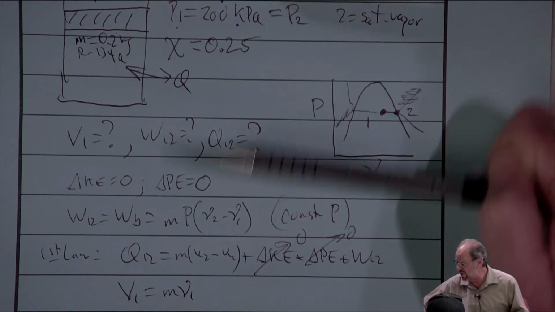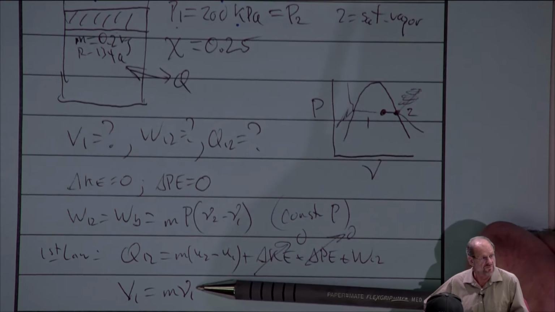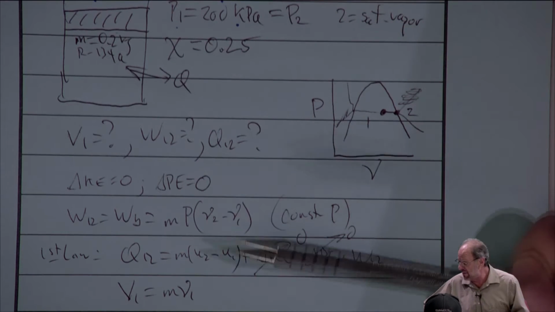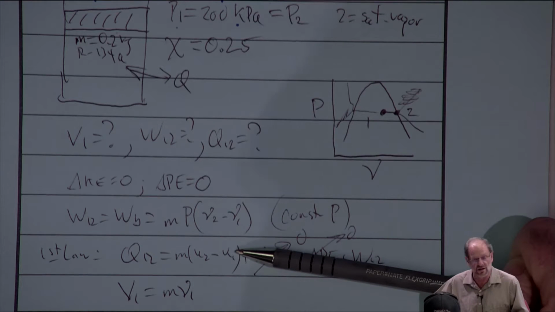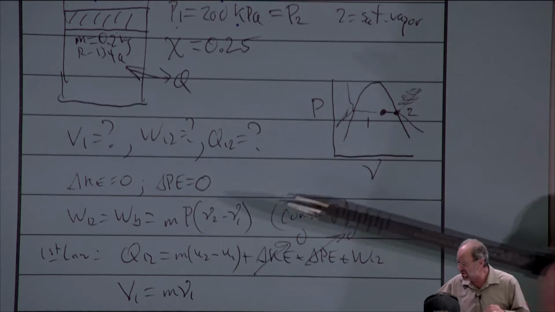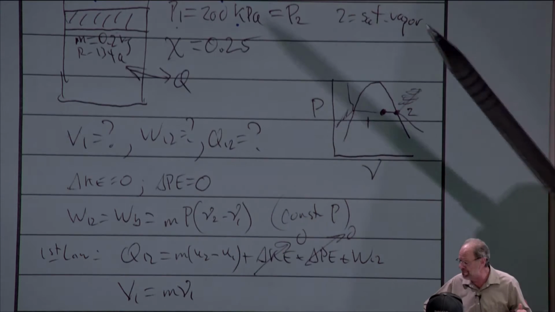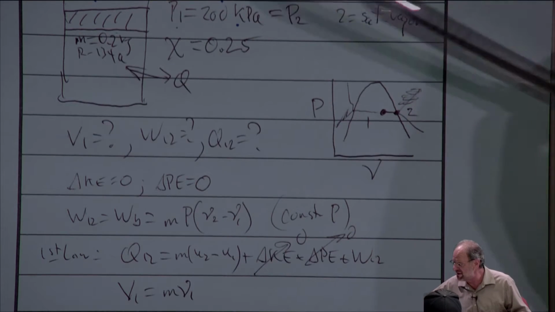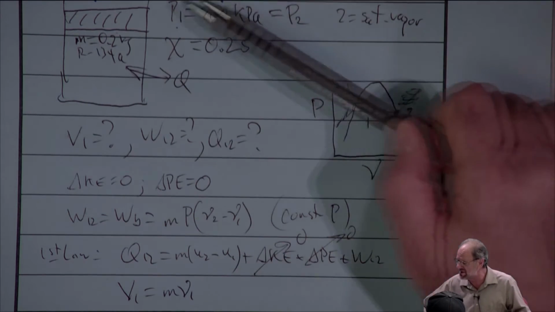We can find V1 as just VF plus quality times VFG. We can find U1 as UF plus the quality times UFG. So we know state point 1. State point 2 is given. Pressure at 2 is given. It's the same as 1.